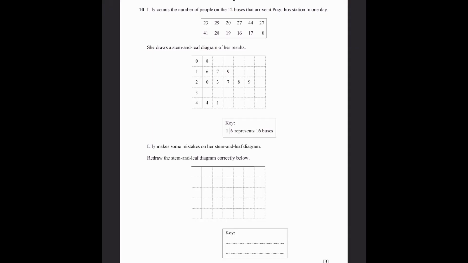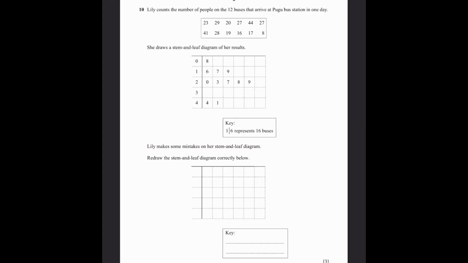Question 10. Lily counts the number of people on the 12 buses that arrive at Puigul bus station in one day. She draws a stem and leaf diagram of her results. Lily made some mistakes on her stem and leaf diagram. Redraw it correctly below. So first thing we can realize is, for this one over here, it's written 44 first and then 41. But then it always needs to be ascending order from left to right. So actually it should be 41 and then 44, like that.